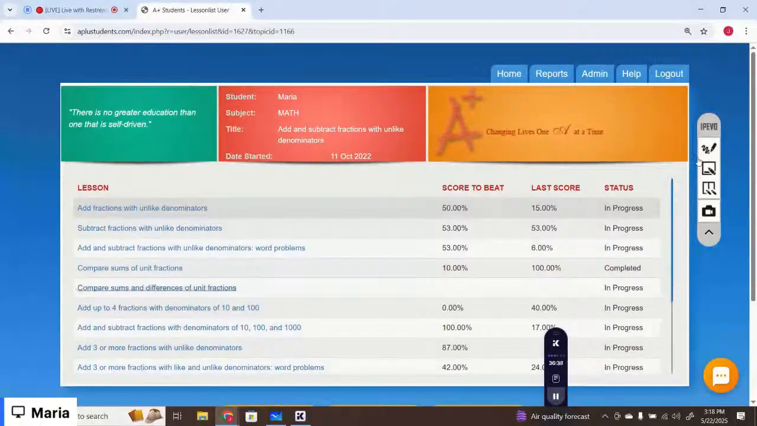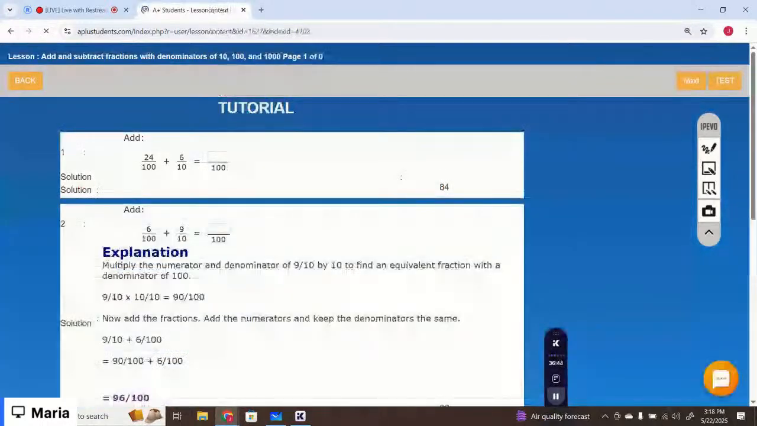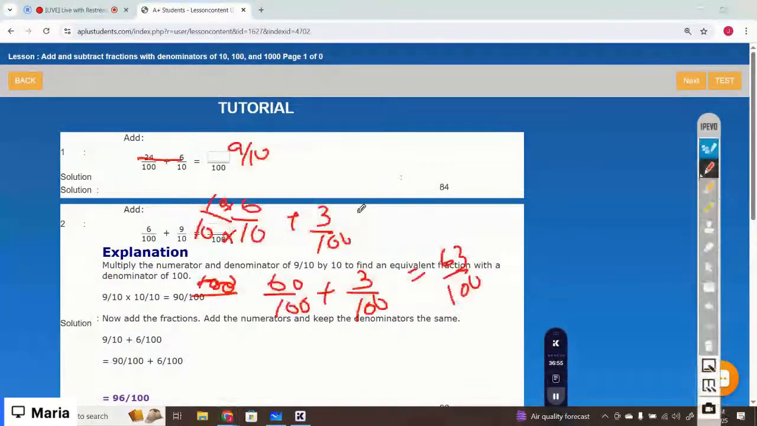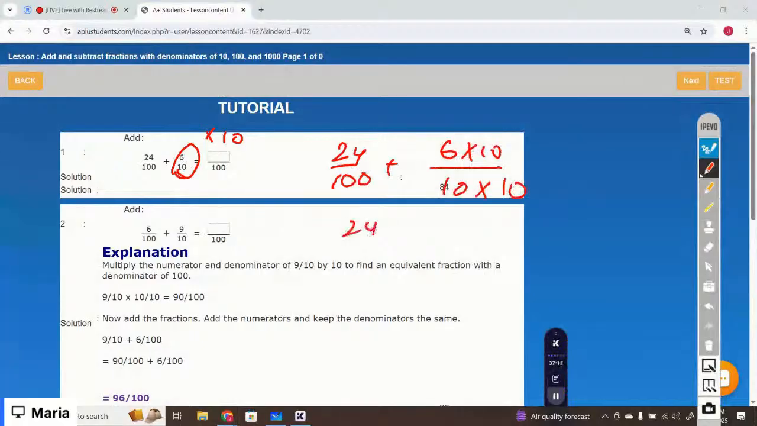So the next lesson is add and subtract fractions with denominators of 10, 100, and 1000. Let's start with the first example, that is 24 over 100 plus 6 over 10. The first thing we need to do is make the denominators the same. 10 times 10 is 100, so we need to multiply this fraction by 10. So that is 24 over 100 plus 60 over 100.